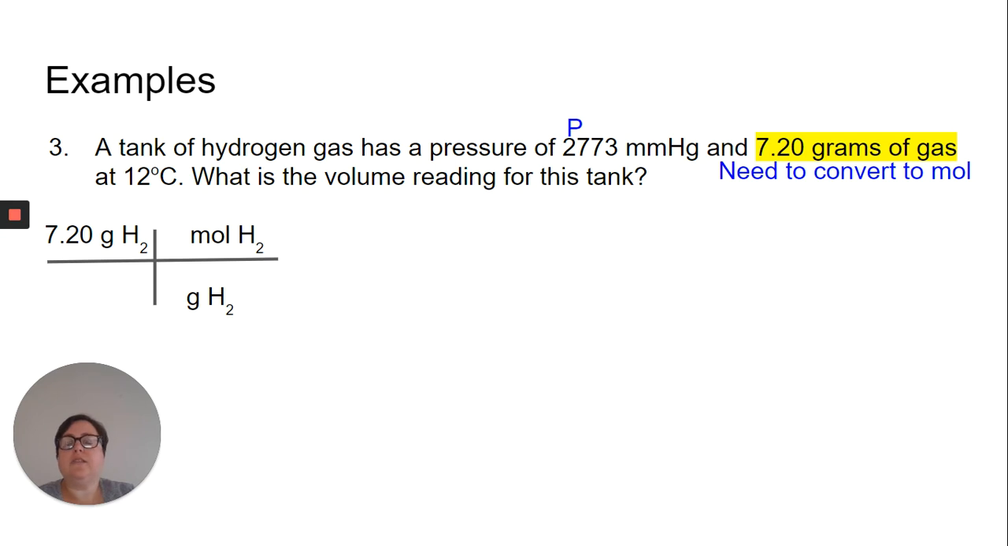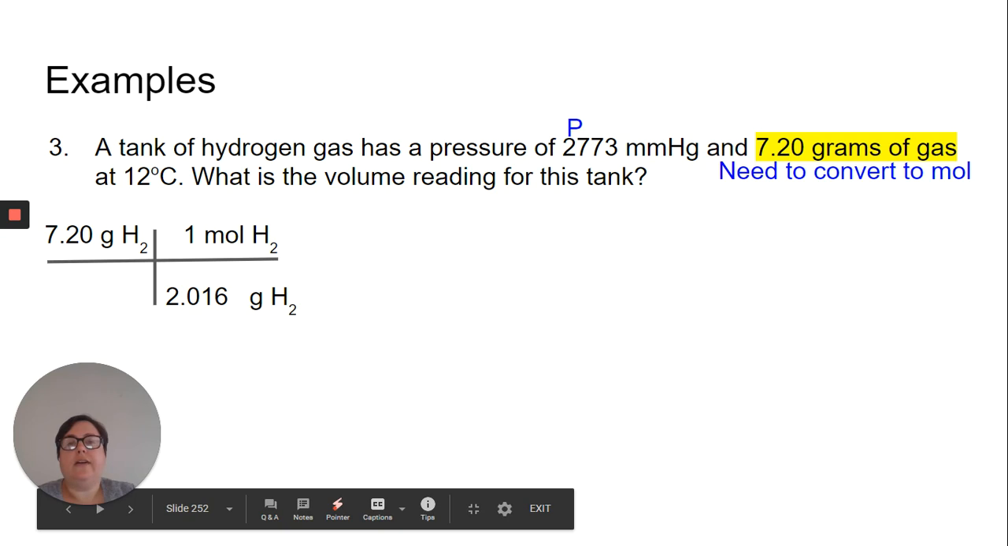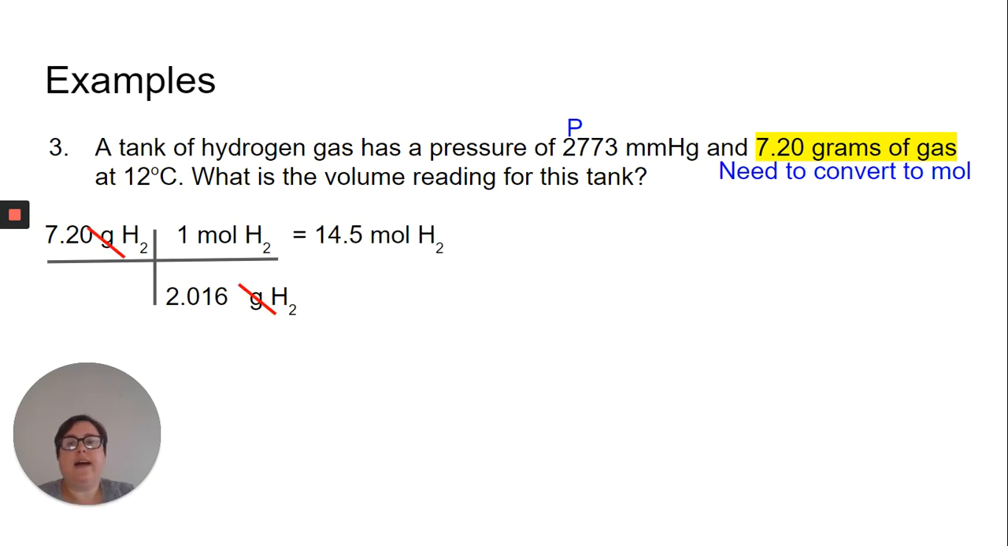Now hydrogen is also a diatomic, so it's not just one hydrogen, but two of them. So the mass is 2.016, and that's for every 1 mole. Then our grams will cancel, and that would give us 14.5 moles of hydrogen. Now that would be our N value. So anytime you're given grams, go ahead and convert that to moles, and then that's your N.